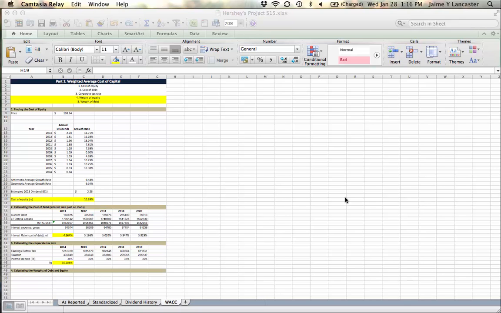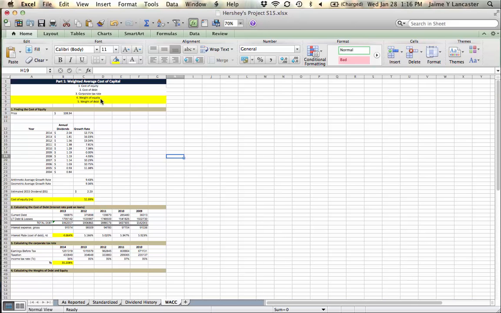I have the screen zoomed out quite a bit so that you can see the whole picture, right? I started with my cost of equity, then I calculated the cost of debt, then the corporate tax rate, and now I'm going to calculate the weights of debt and equity. Up here I have it as two separate pieces, the weight of equity and the weight of debt.